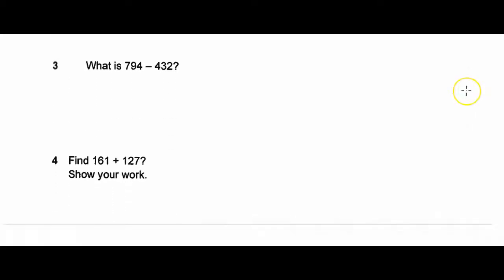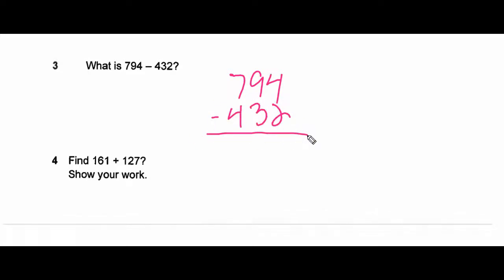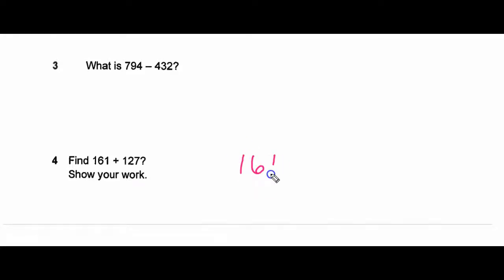Number 3 is just subtract. Again, make sure you show your work. 794 minus 432. That's how you set it up. And subtract that. Number 4, do you have to subtract or add? I have to add. So it's 161 plus 127. Make sure you add there.